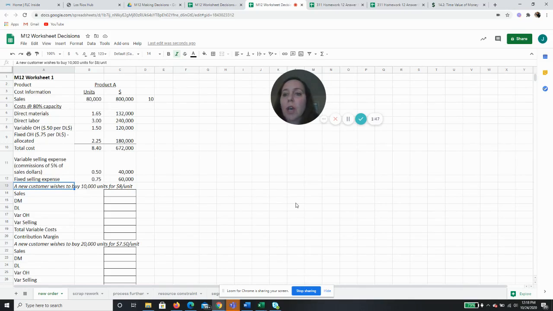this will work. So first of all, if this customer is in my regular market, then I definitely don't want to sell for $8 a unit because that would taint my current market. My current customers are paying $10 a unit. They're presumably happy to do so. And if they found out I'm selling for $8 a unit to someone else, they might be pretty upset.